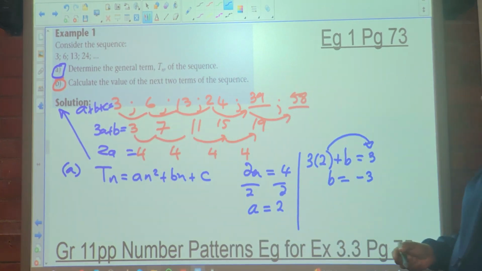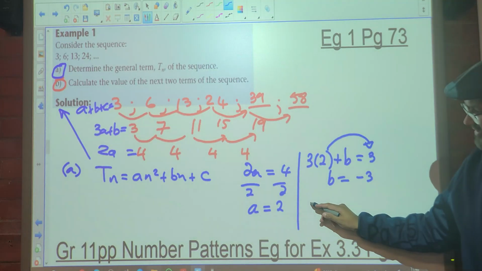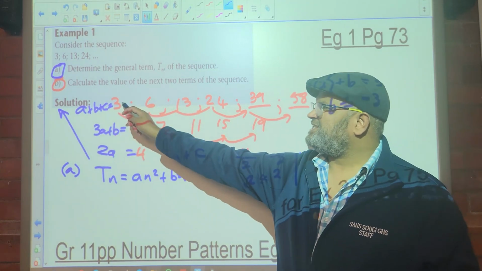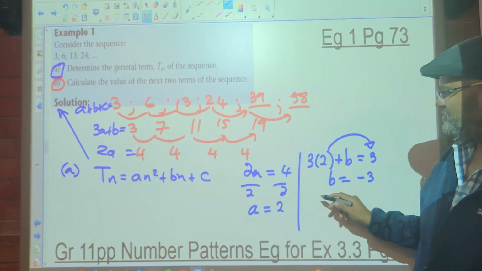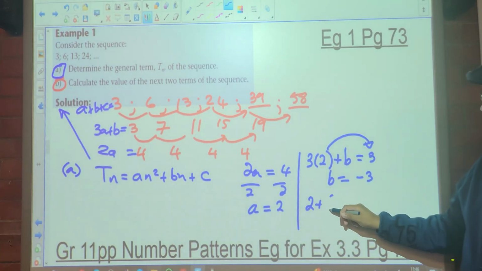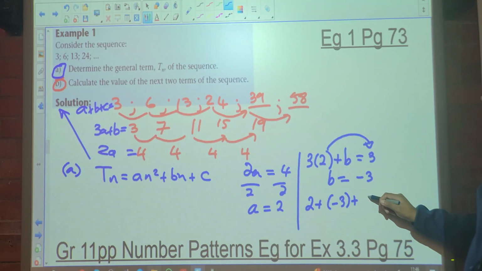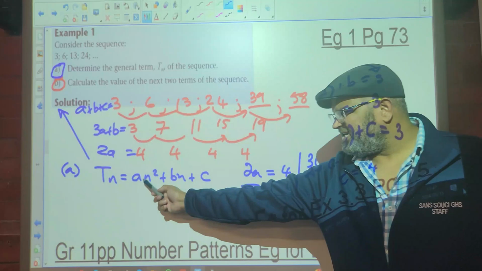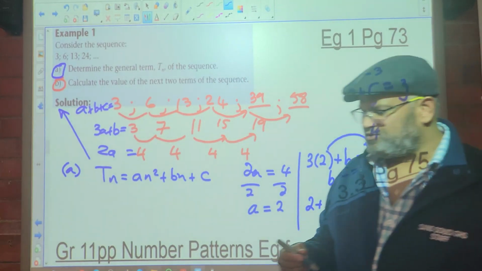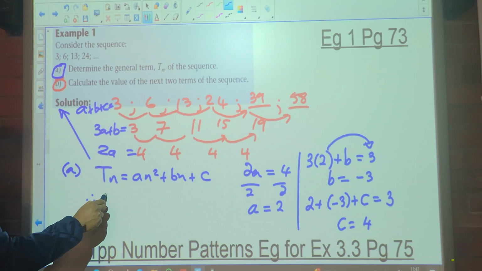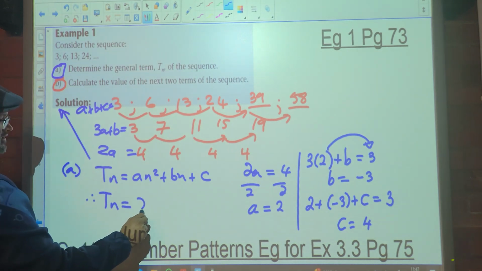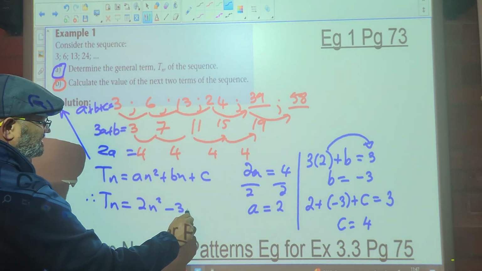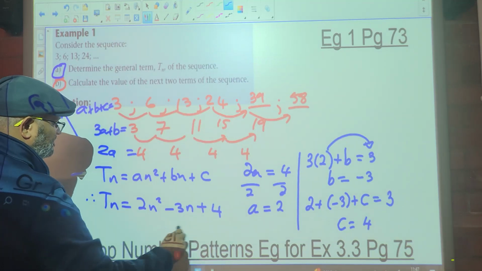So now what can we say? a plus b plus c is equal to 3. Which means to say 2 plus negative 3 plus c is equal to 3. We take it over the equal sign, so c is equal to 3 plus 1, which is 4. So I got my a, my b, and my c. So what do I write now? Therefore, Tn is equal to 2n squared minus 3n plus 4.